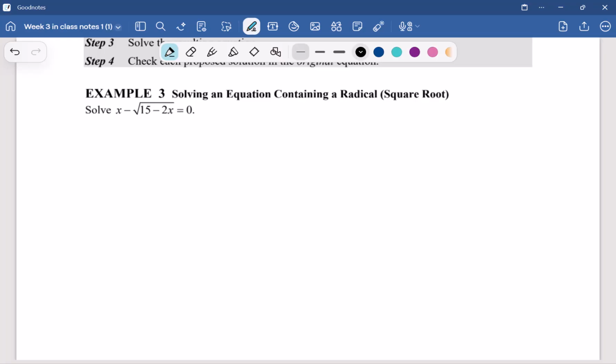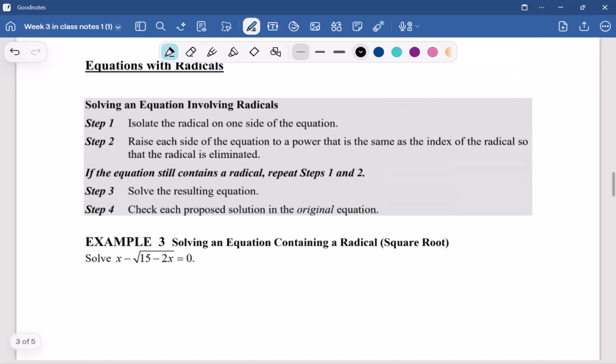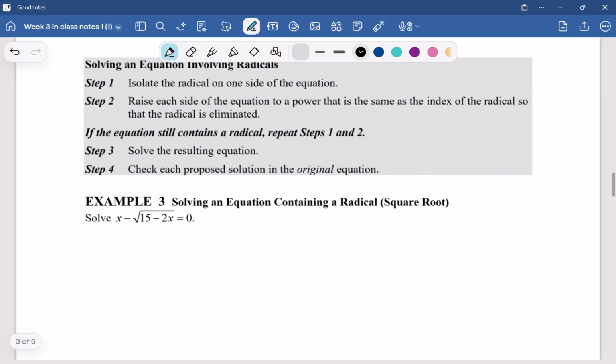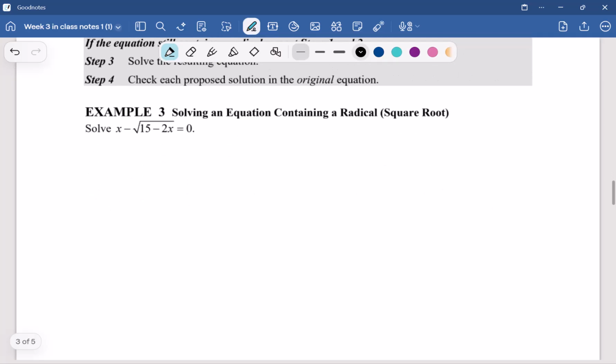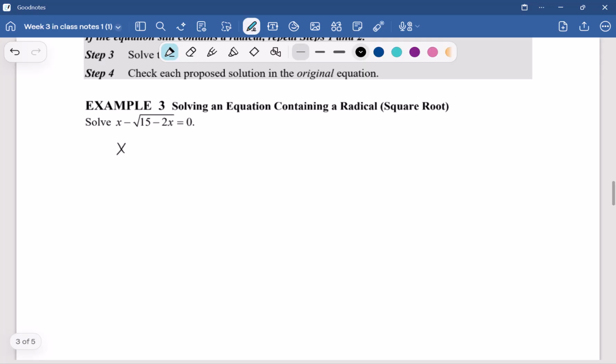Okay, so for an equation containing a radical, here's the steps. It says to isolate the radical on one side. So we're going to move the square root over. When you cross the line, you change the sign. Then you're going to square both sides. So squared, squared. So x squared equals 15 minus 2x.